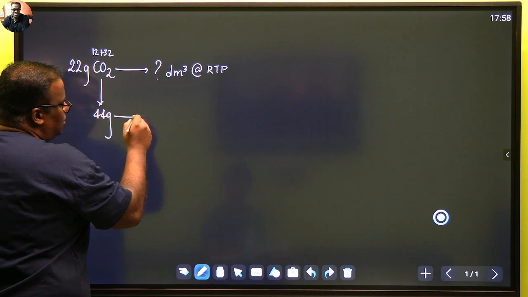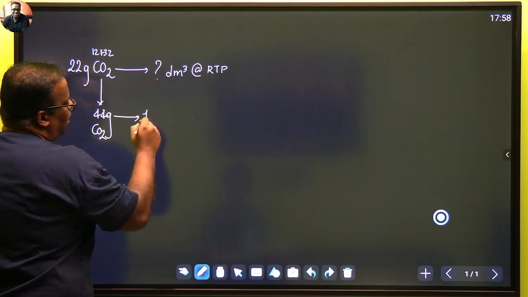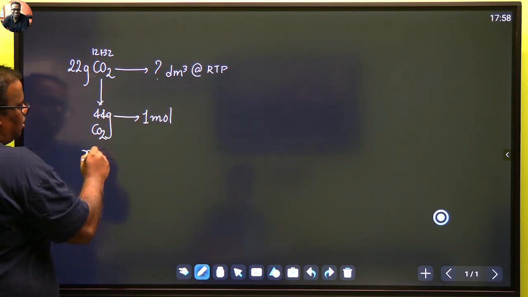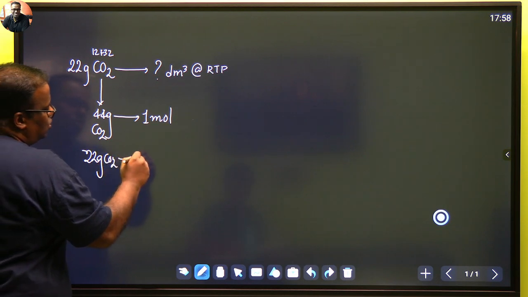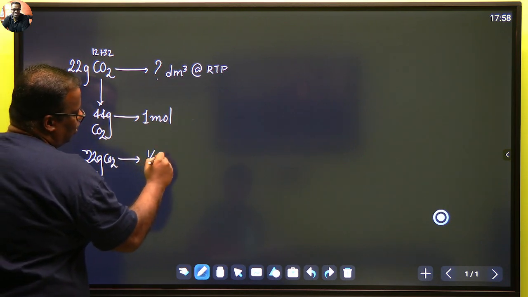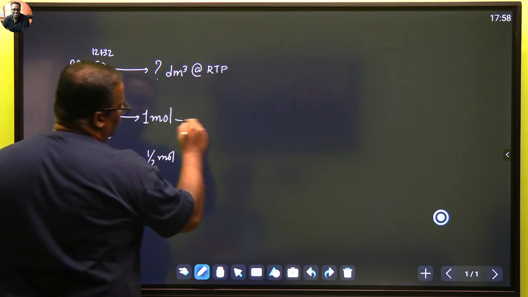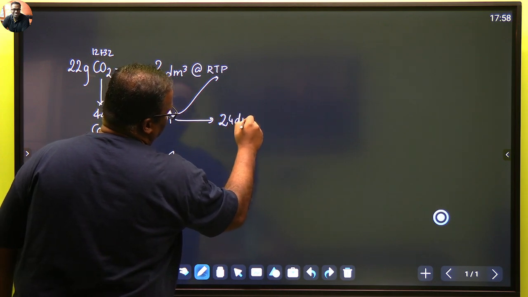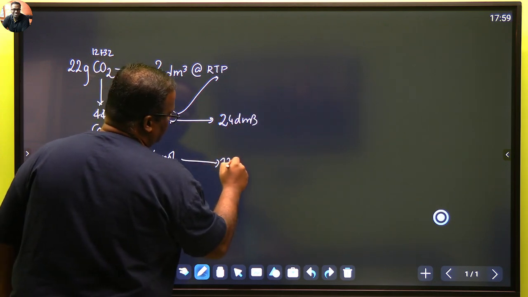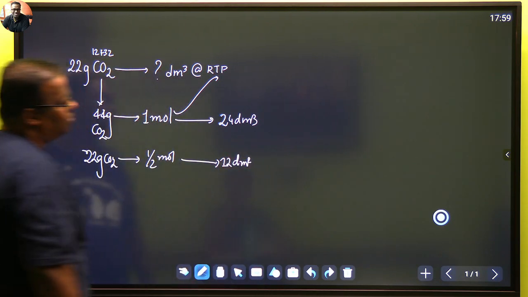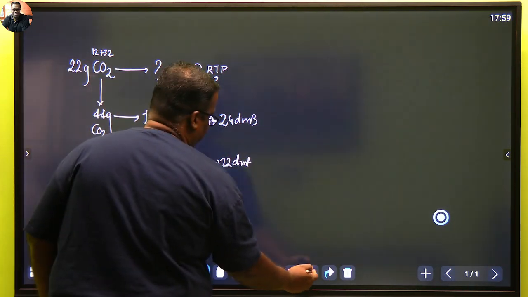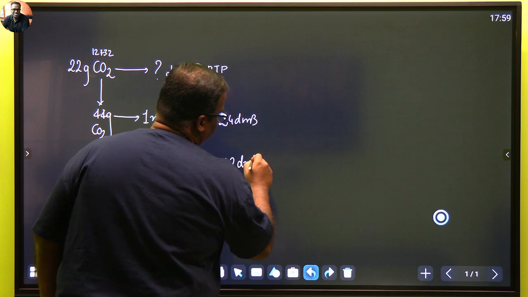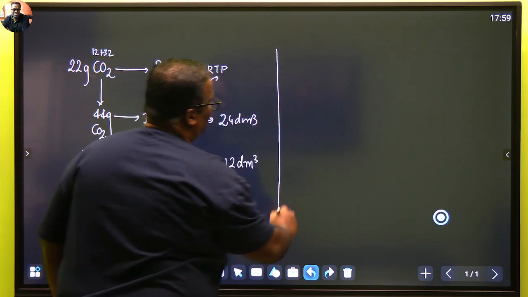44 grams means how much? 44 grams CO2 means 1 mole CO2. In your question it is given how much? 22 grams CO2. So how much do you have? 1/2 mole. Avogadro says 1 mole at RTP should have 24 dm cube. Therefore, half mole should have 12 dm cube. समझ में आया? Next वाला कीजिए. Try to do the next one.